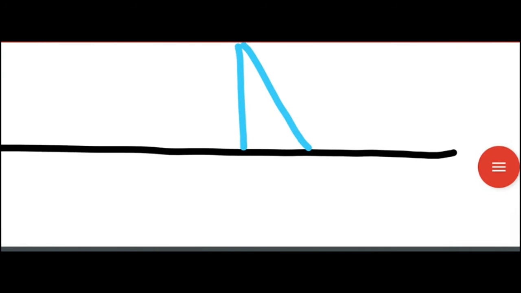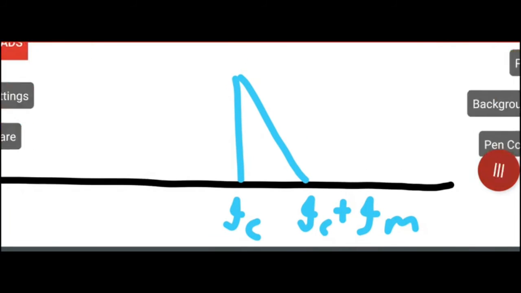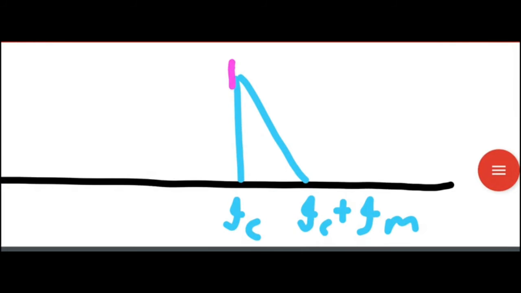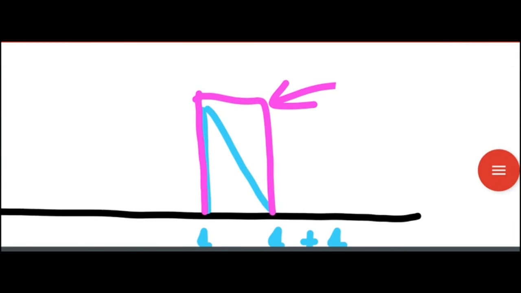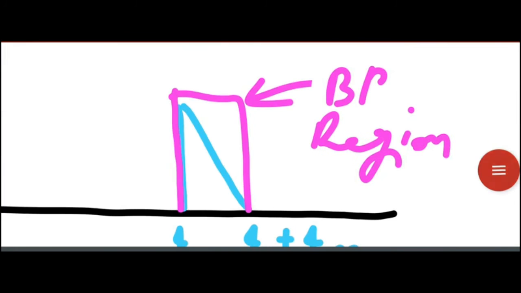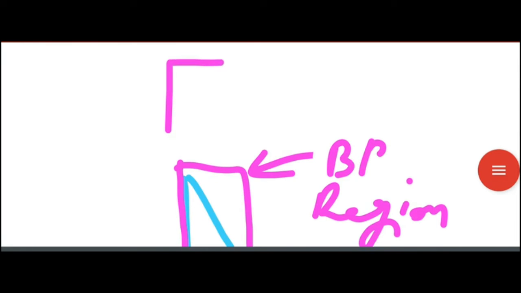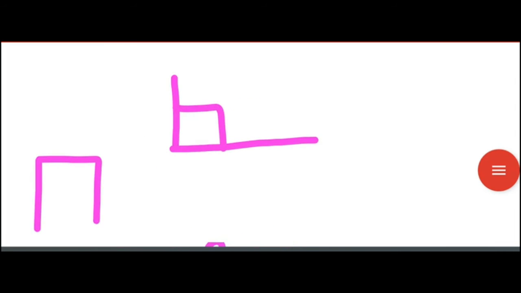Now this frequency will be FC, and this frequency will be FC plus FM. At the receiver, to get this signal exactly from here to here, we need a filter. This should be the band pass region to get this signal. We cannot make a filter having this sharp edge of the band pass region. When we are talking about the low pass filter, it passes the low frequency. So this is the low pass region for the low pass filter.